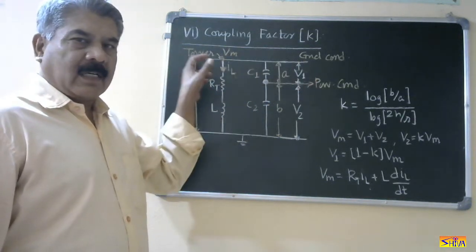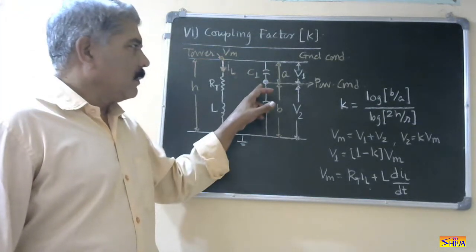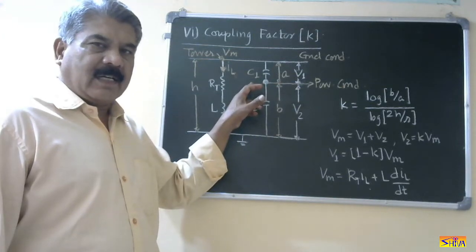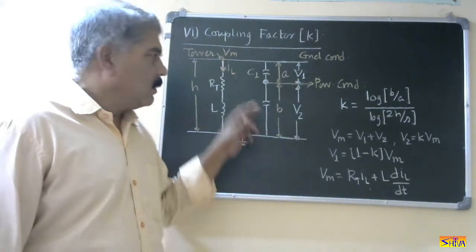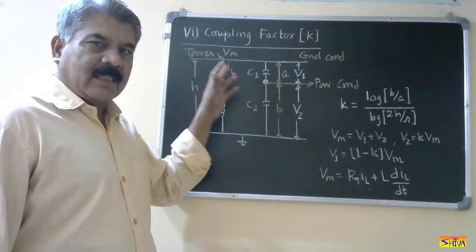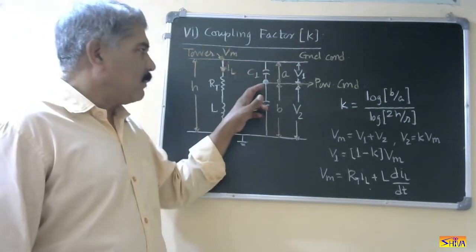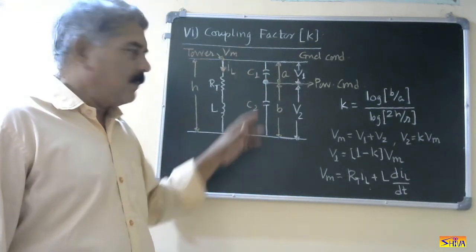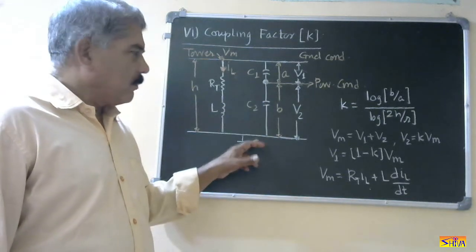Now this is the ground conductor connected to the tower to attract the lightning stroke. This is power conductor. Now this power conductor is connected to the tower through string of insulators and cross arm. So this point and this point, they are at the same potential, that is the zero potential. C1 is the capacitance between power conductor and the ground conductor, or let us say between the tower and the power conductor.